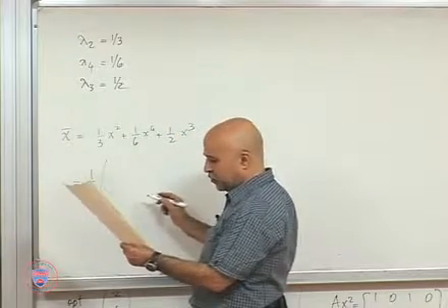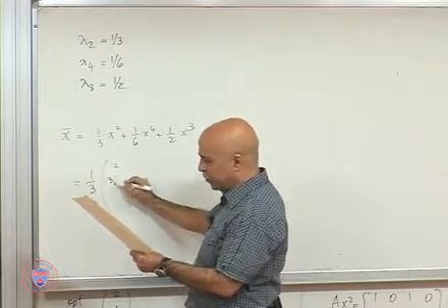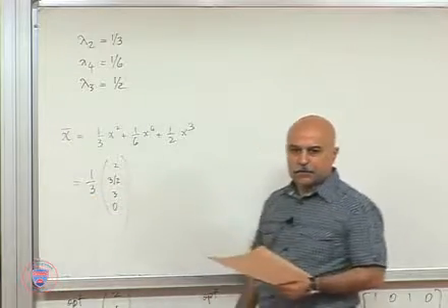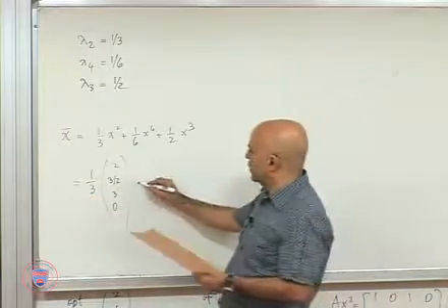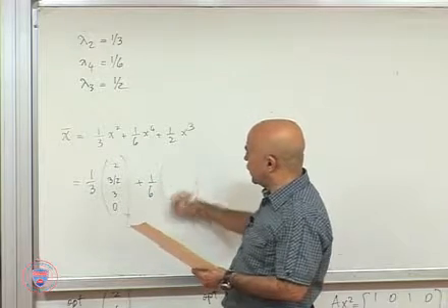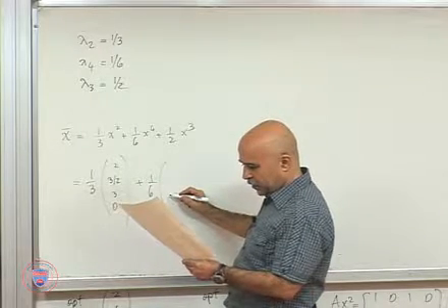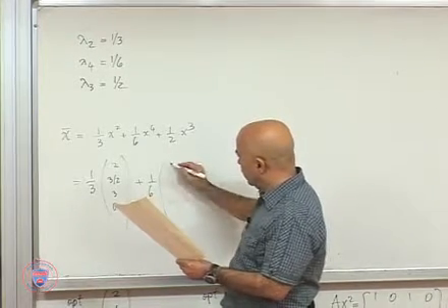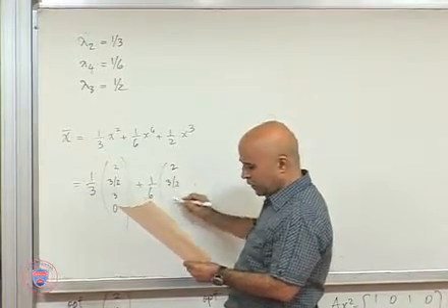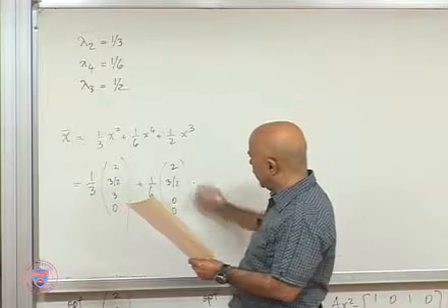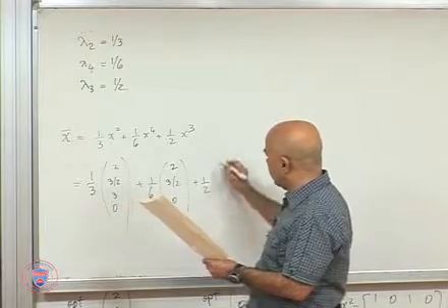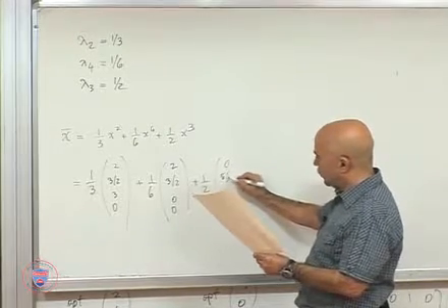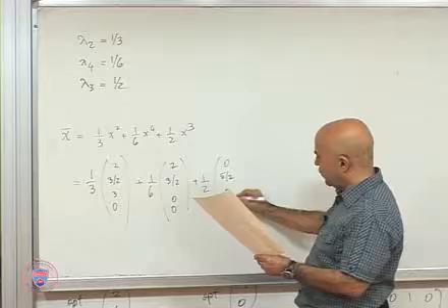I've got 2, 3/2, 3, 0. Plus 1/6 times x4, which happens to be 2, 3/2, 0, 0. And 1/2 times x3, which happens to be 0, 5/2, 0, 0.